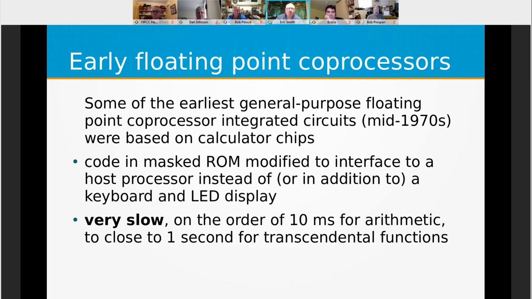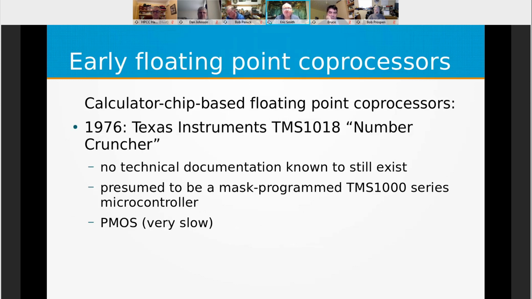Calculator chips are very slow. Arithmetic functions might take 10 milliseconds, and a transcendental function might take as much as a second. Again, not too bad. You're using your calculator and you punch cosine, and if you have to wait a significant fraction of a second, well, I guess now in the 21st century we would be annoyed by that, but in the 70s, it was amazing that you could do it at all. So people didn't complain too much if it took a second to compute a sine or cosine.